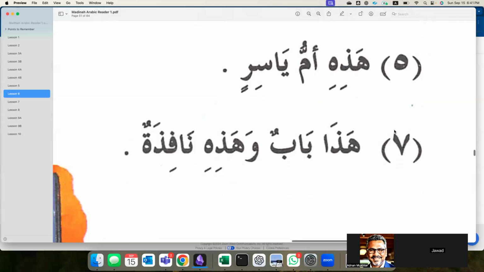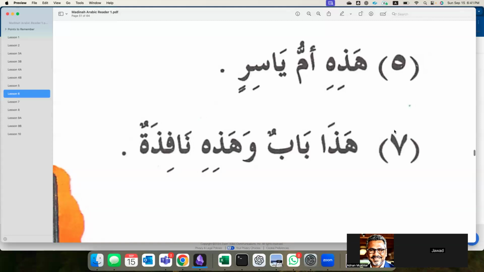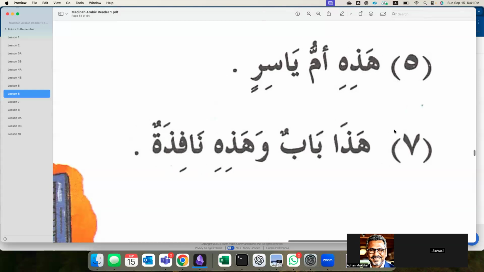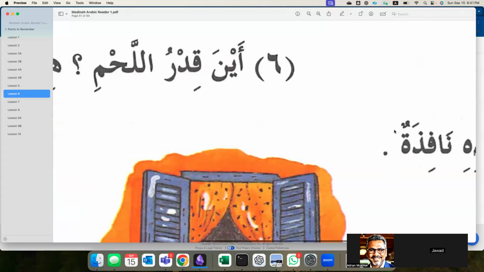هذا باب وهذه نافذة. هذا باب. This is a door. وهذه نافذة. What is نافذة? Window. In the proper Arabic, it's called نافذة. Okay. So there's new vocab now being thrown at you in this lesson.